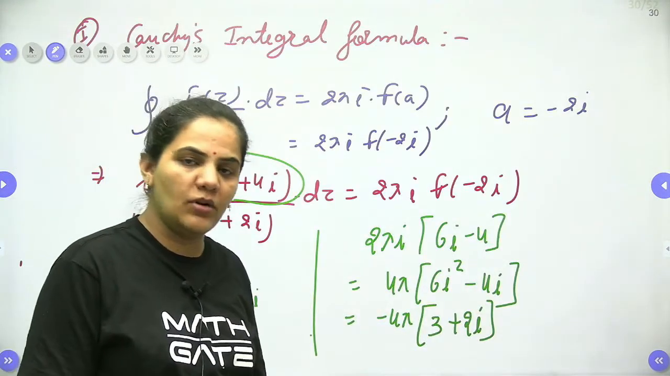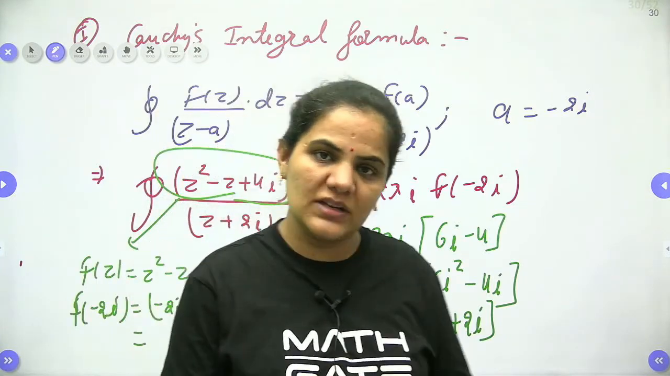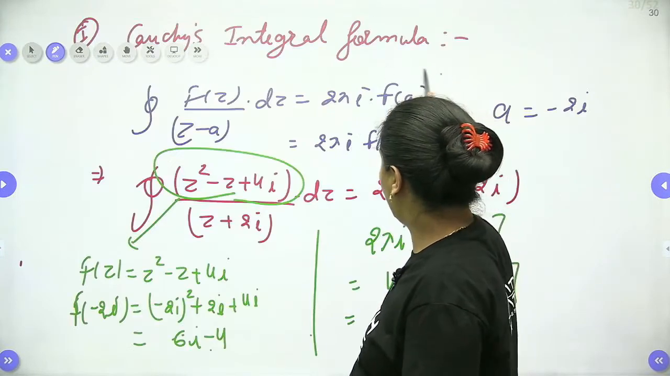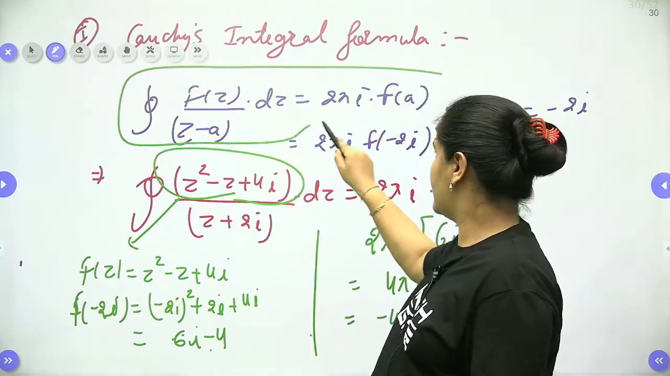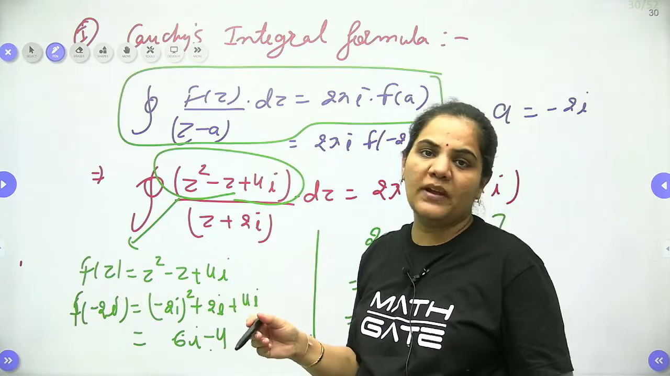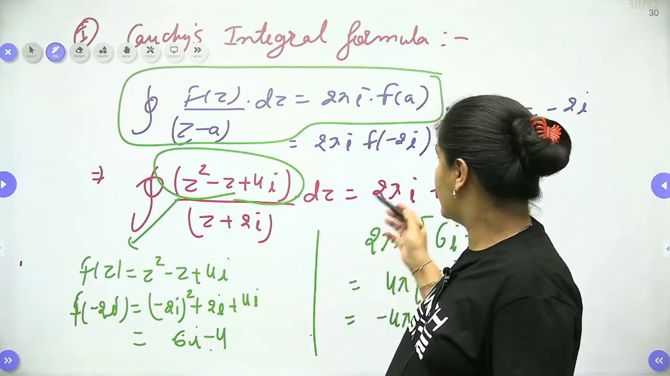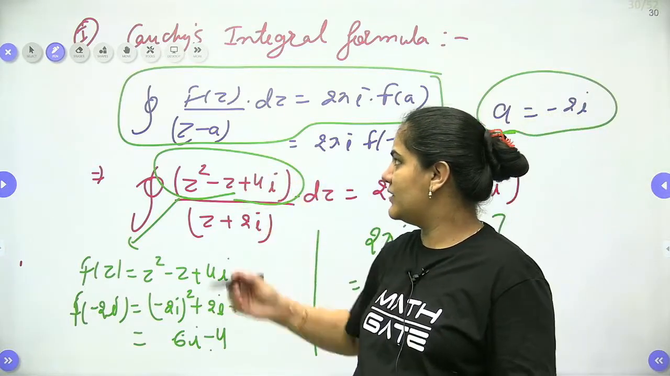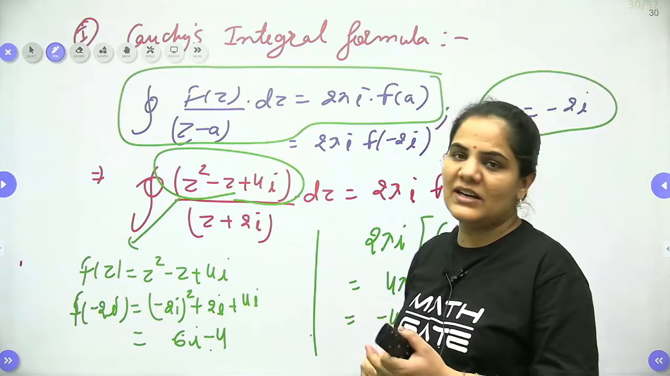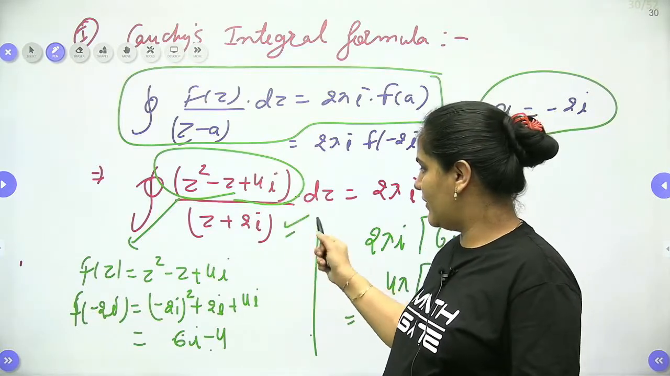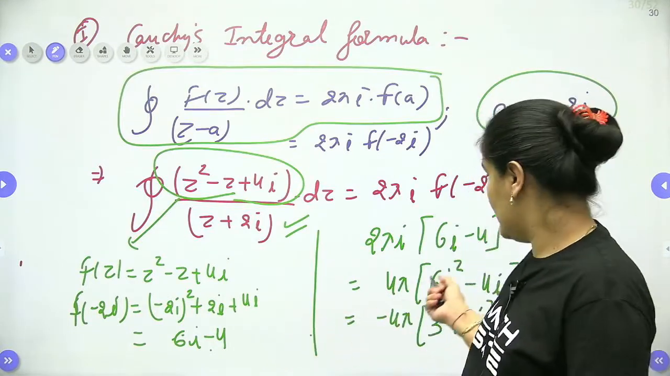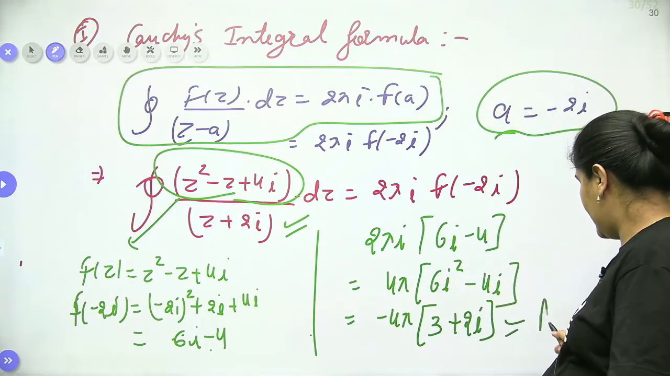So if we want to go with Cauchy's integral formula, this will be the approach. This is the easiest approach, as I already told you. What exactly we did, we just wrote down the formula which we know very well: the integral of f(z) by z minus a dz is equal to 2 pi iota f of a. Here a is equal to minus 2 iota, and 2 pi iota is as it is. Here f(z) by z minus a, so it will be z square minus z plus 4 iota by z plus 2 iota. We have to find 2 pi iota into f of minus 2 iota. So we find this one, and this will be the final answer.